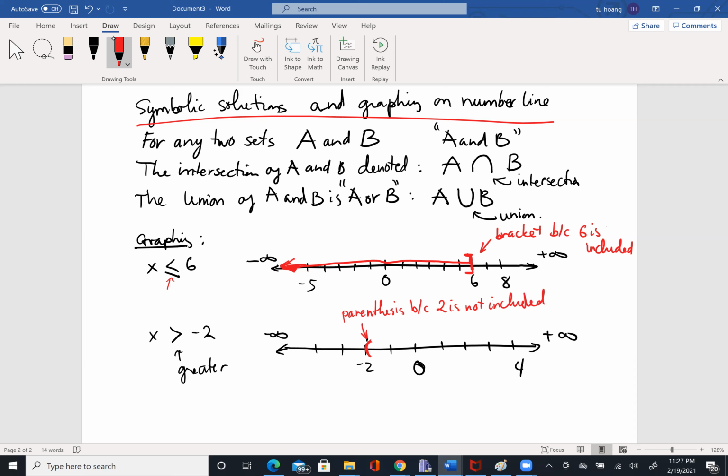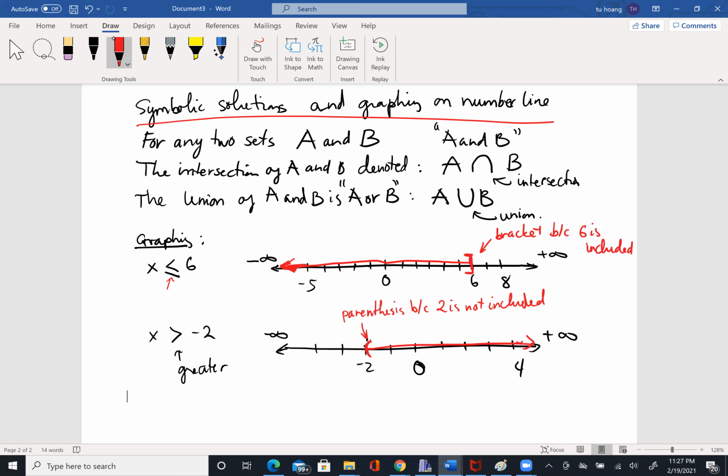Right. So it will just go down or go up. What do you think? Okay, it's greater, so it should go up to positive infinity and keep going like that, right? Okay, so that is x greater than -2.